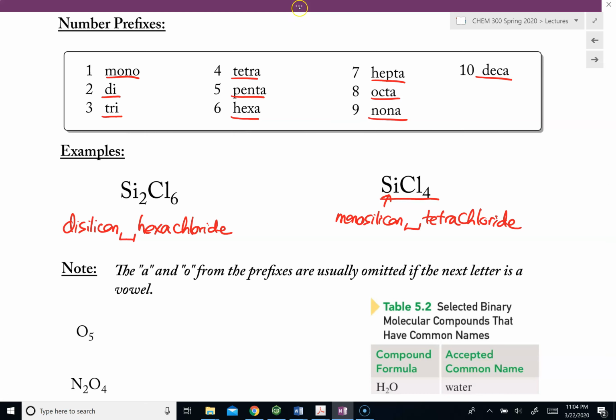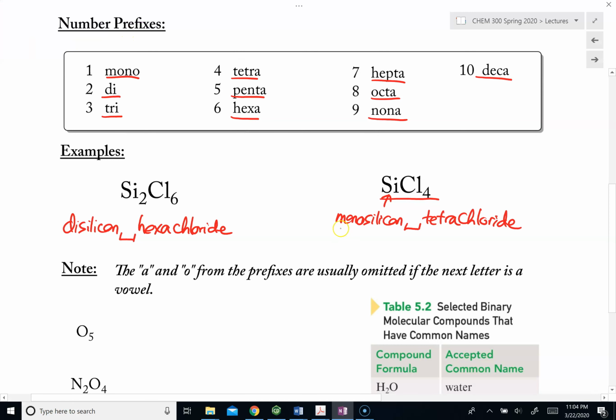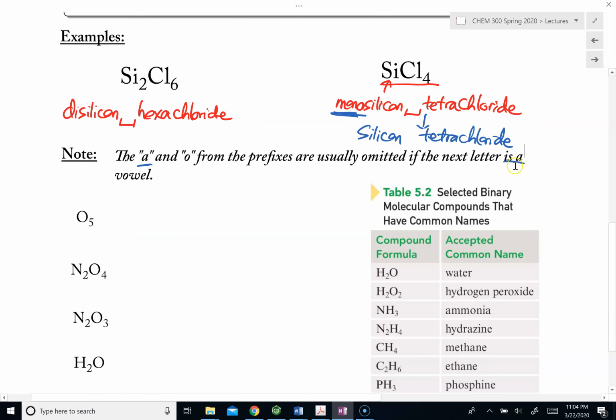Now, anytime the beginning of the name starts with the prefix mono, it is usually omitted because it's showing information that's not that necessary. So in this case, this can be further simplified to simply silicon tetrachloride. Whenever we list something without a prefix, we know that there will be 1 of it. So in this case, the mono is omitted again. Another small guideline from IUPAC.